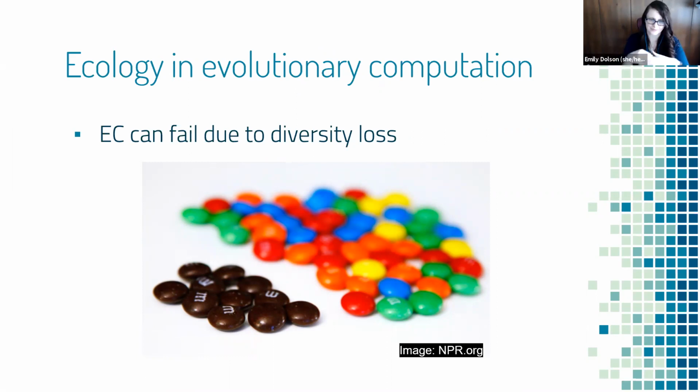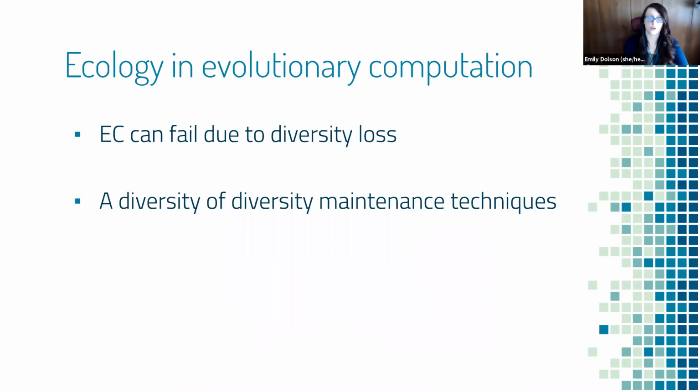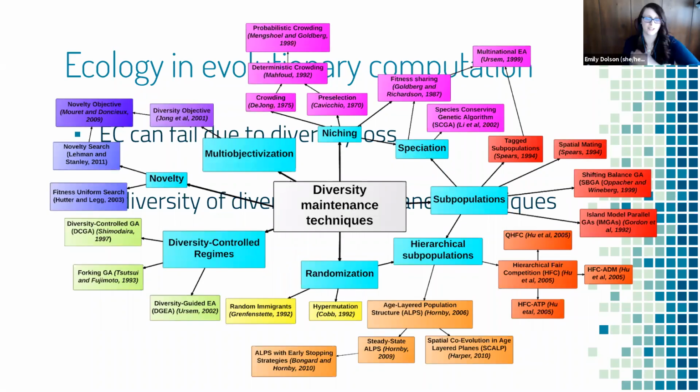Just a couple of things that you need to know about evolutionary computation for this to make sense. The primary way that evolutionary computation goes wrong is when it runs out of diversity. If the whole population ends up having the same genotype, for instance, then it can't really evolve anywhere. As a result, there are a truly ludicrous number of techniques for maintaining diversity in evolutionary computation. This is a small subsample of them. The point here is just that there are a lot.